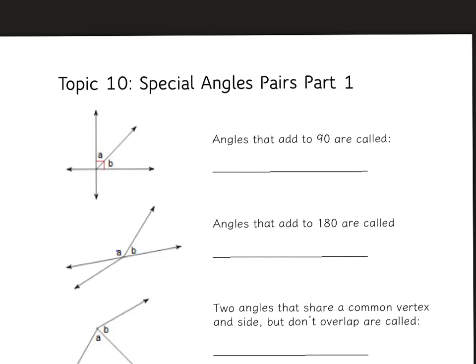So this is topic 10, special angle pairs, part 1. So these first two angles, A and B, angles that add up to 90 degrees are called complementary angles.